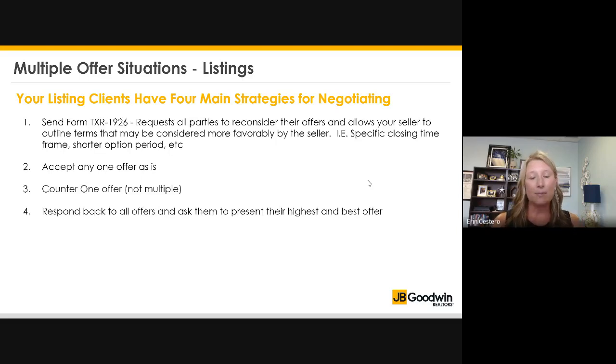I believe in today's market, number four isn't as valuable because we've set that expectation early on. We understand that so many of our homes are going into multiple offer situations. We hope that agents are encouraging their buyers to come in with their highest and best.